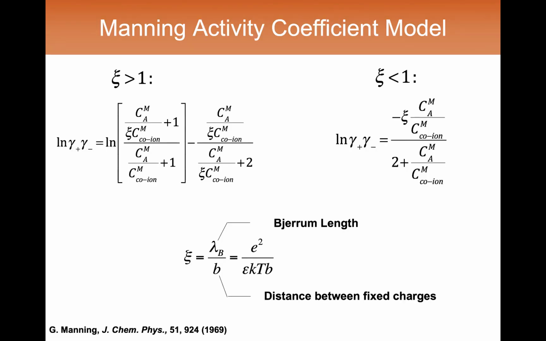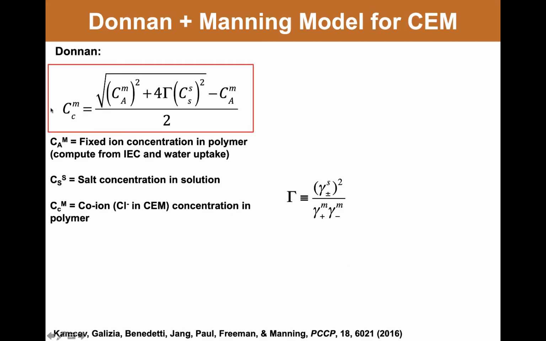Now, I'll just show the expressions for two cases. One for monovalent ions where the Manning parameter is greater than 1, which is when counterion condensation can occur, and when it's less than 1, where counterion condensation cannot occur. And it turns out that these activity coefficients depend on the fixed charge concentration in the membrane, the coion concentration in the membrane, and the Manning parameter.